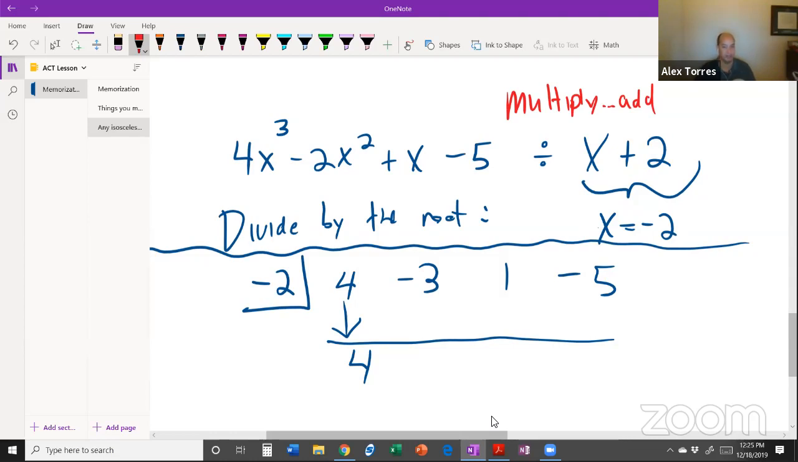So bring down the 4, multiply, add, multiply, add. So multiply 4 by -2, -8. Add -11. Multiply by -2 again, 22. Add straight down again, 23. Multiply again, -46. Add straight down again, -51.